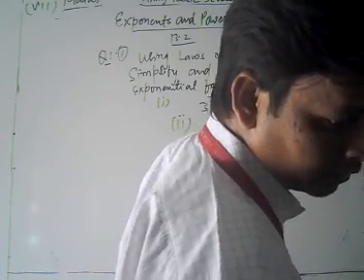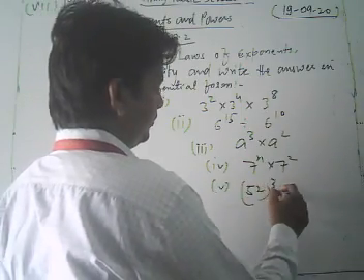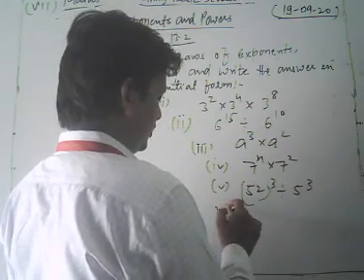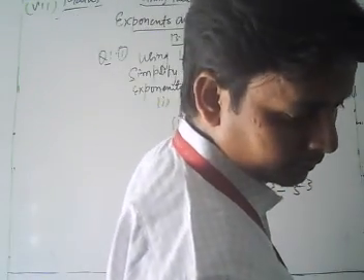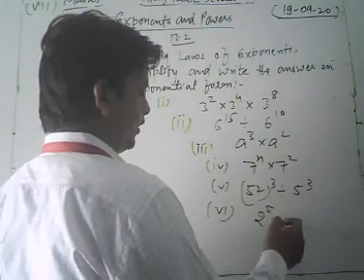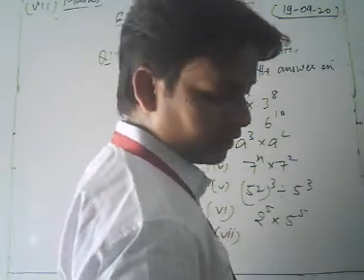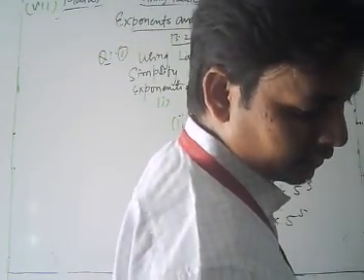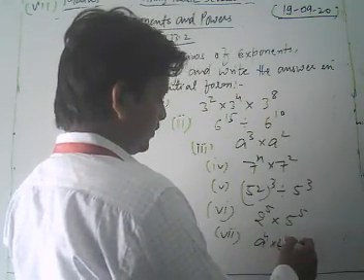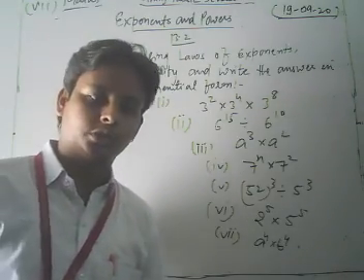Next, the fifth part of this question is 5 square whole cube divided by 5 cube. The sixth part is 2 to the power 5 into 5 to the power 5. The seventh part is a to the power 4. Now look, first we simplify the parts of this question.